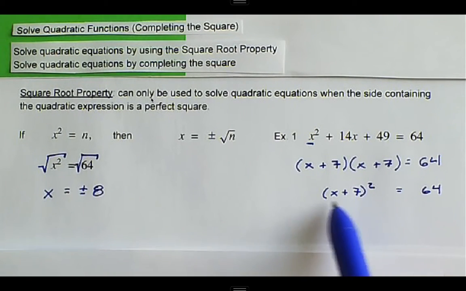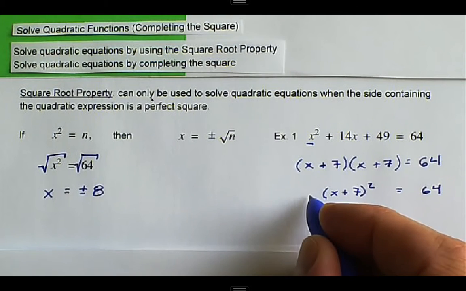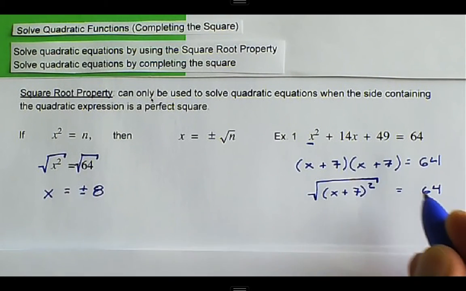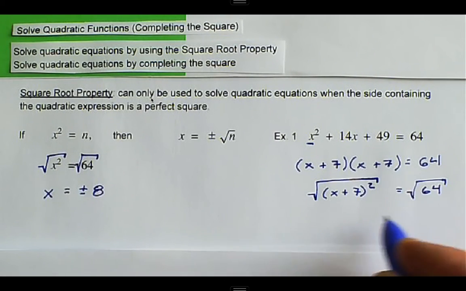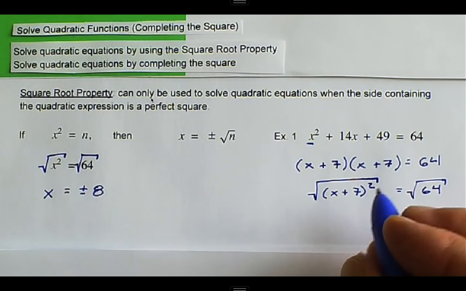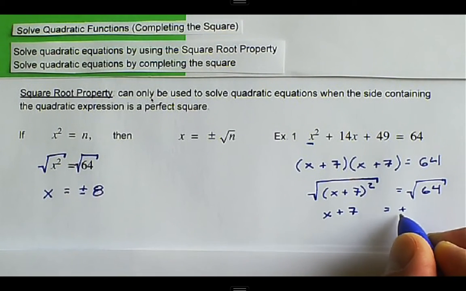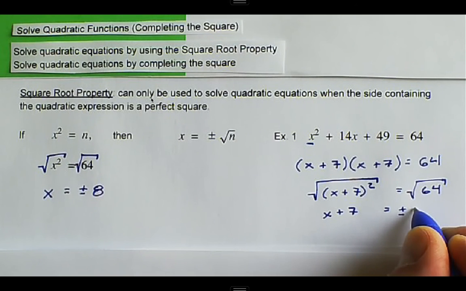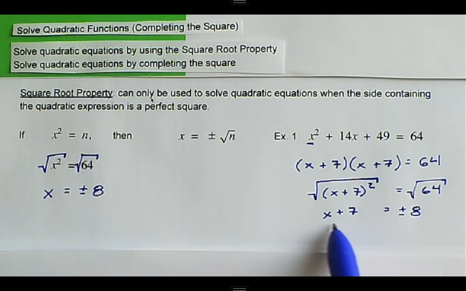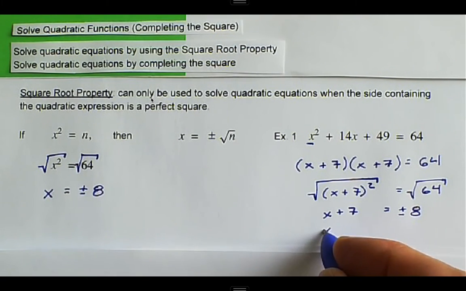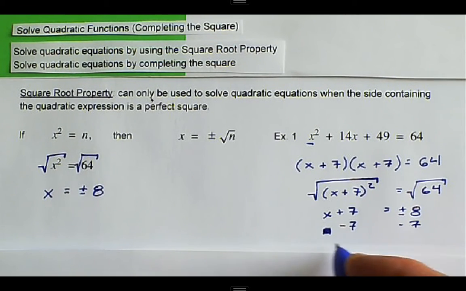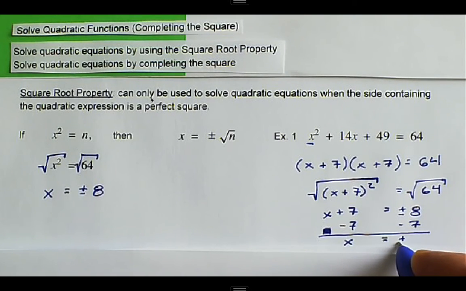Now, this is a perfect square on the left side, so we can take the square root in order to solve this. So we take the square root of both sides, and anytime we take the square root of both sides, we get plus or minus. So we get x plus 7 equals plus or minus 8. Now we need to get x by itself. So we subtract 7. I want to put that x there. We subtract 7, and we get x is equal to plus or minus 8 minus 7.